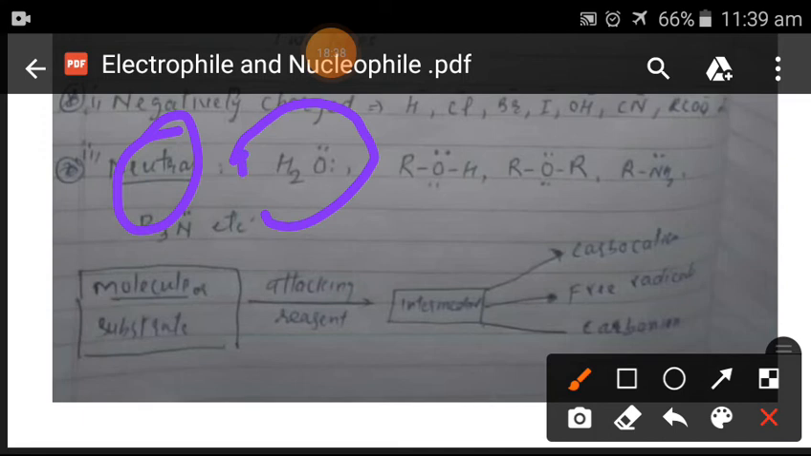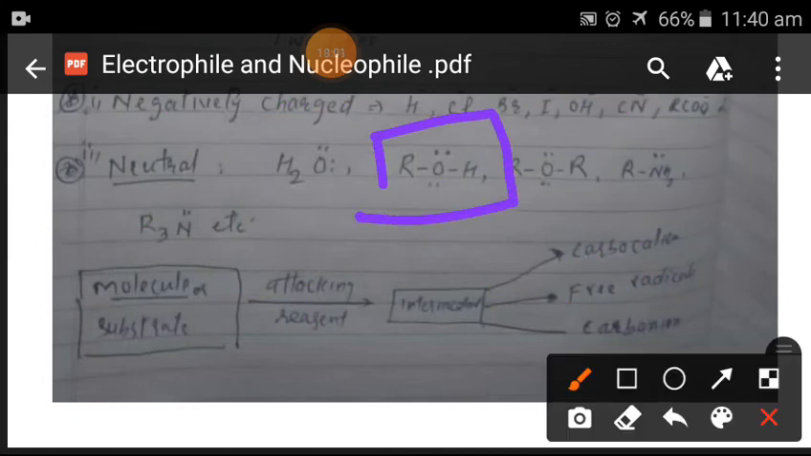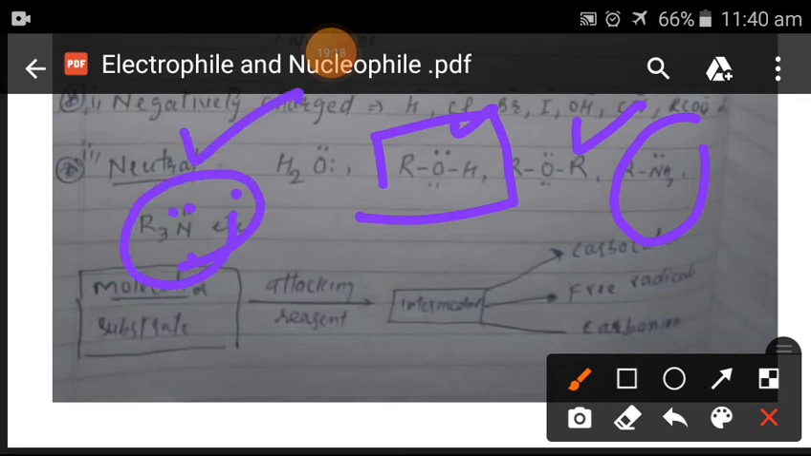Similarly, there are neutral nucleophiles, but you must remember that a neutral nucleophile must contain at least one or two lone pairs of electrons. For example, water has two unshared pairs of electrons, so it acts as a nucleophile because it has more electrons. As a result, it is an electron rich center, so it will attack the electron deficient center. Clear? Similarly, alcohol, where oxygen has two unshared pairs of electrons, ether, ammonia, and tertiary amines. They all have lone pairs of electrons in the case of neutral nucleophiles, so they are electron rich centers and attack the electron deficient center.